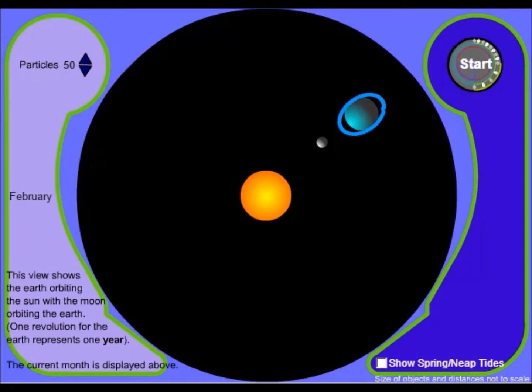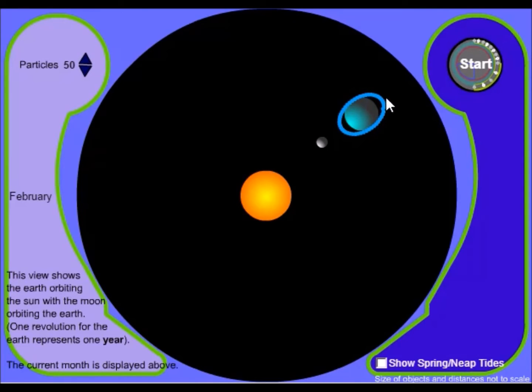I just want to talk to you a little bit about tides. And I found this really awesome simulator, and I'll share it with you as well. This simulator shows how the moon and the sun create the tides. So this is the Earth right here, and this blue line is the oceans.